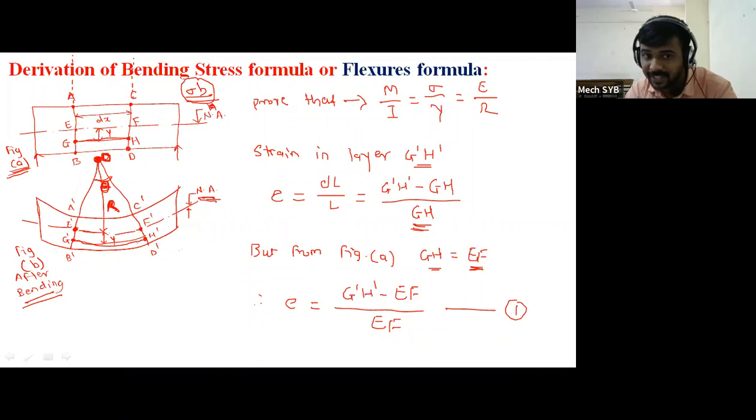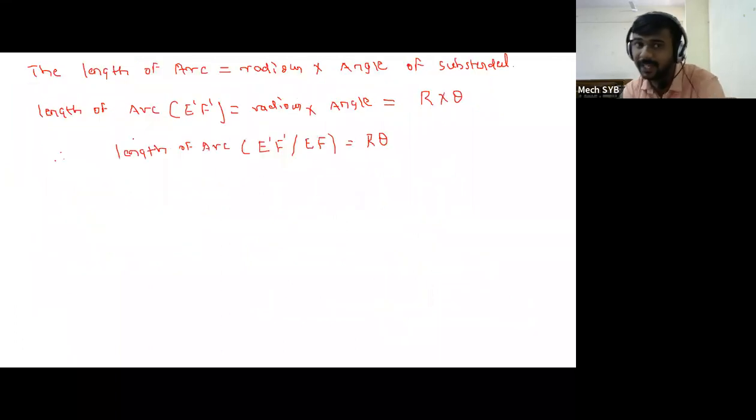But G dash H dash is not equal to GH. Why? Because this layer is not present on neutral axis. We are saying the bending stress is 0 at the neutral axis. Then if we consider bending stress 0, what will the bending moment be at the neutral axis? It will be 0. If the bending moment is 0, will your layer bend there? It will not. That's why at the center point we can say that the distance EF is equal to E dash F dash. Therefore, I can write length of arc E dash F dash, or EF, is equal to R theta.